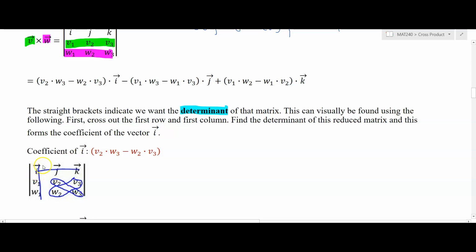If we want to know the i component, what we do is we cross out the column in which i is in, and we cross out the row in which i is in. Then the remaining little submatrix that we have left has 4 components. If we calculate v2 times w3 along the diagonal from top left to bottom right, that will give us the first term in the i component, and then subtract away the product between the bottom left and the top right diagonal, w2 v3, and then we get the i component.